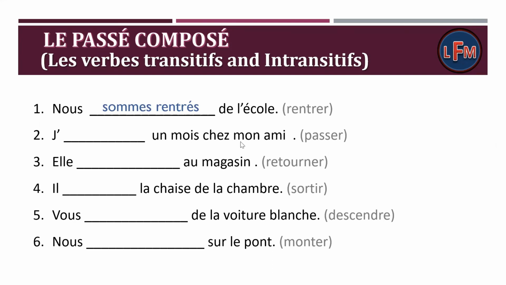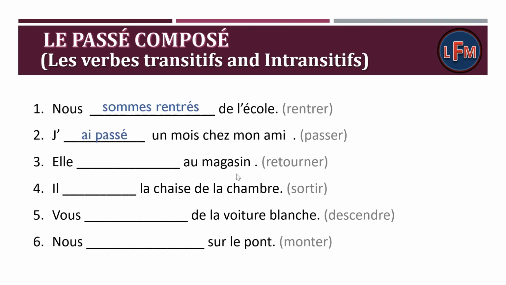Je dash un mois chez mon ami. I spent a month at my friend's house. So here we are spending a time. And spending a time means it goes with the avoir verb and it is a transitive verb. So we write j'ai passé un mois chez mon ami.